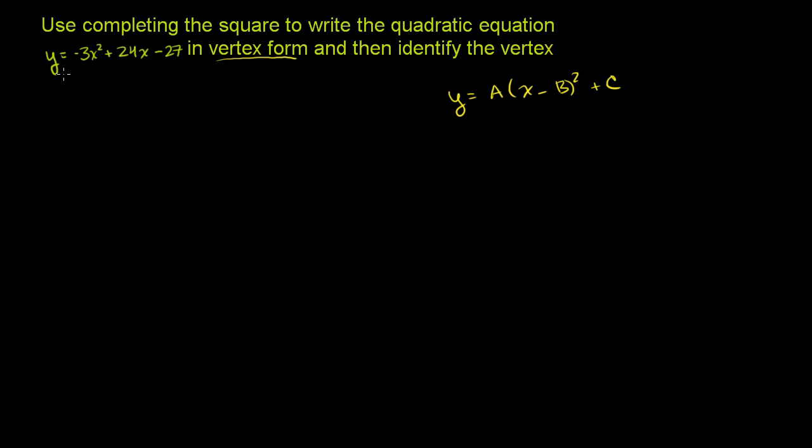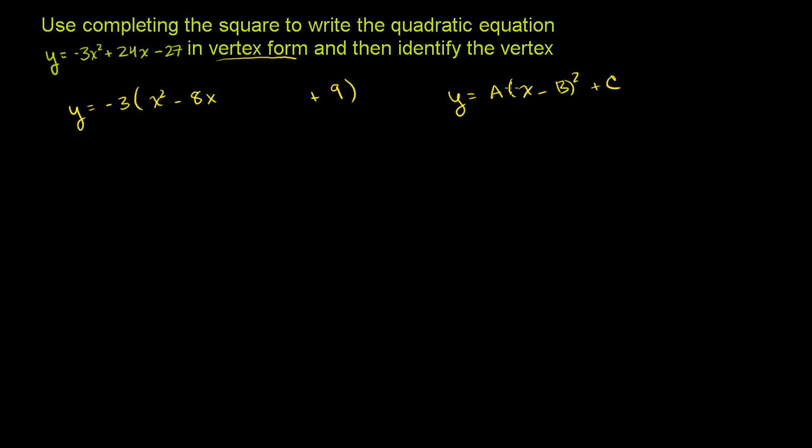So if we just rewrite it, the first thing that immediately jumps out at me is that all of these numbers are divisible by negative 3. And I always find it easier to manipulate an equation if I have a 1 coefficient out in front of the x squared. So let's just factor out a negative 3 right from the get-go. So we can rewrite this as y is equal to negative 3 times (x squared minus 8x, since 24 divided by negative 3 is negative 8, plus 9). Negative 27 divided by negative 3 is positive 9. And let me write the positive 9 out here. You're going to see in a second why I'm doing that.